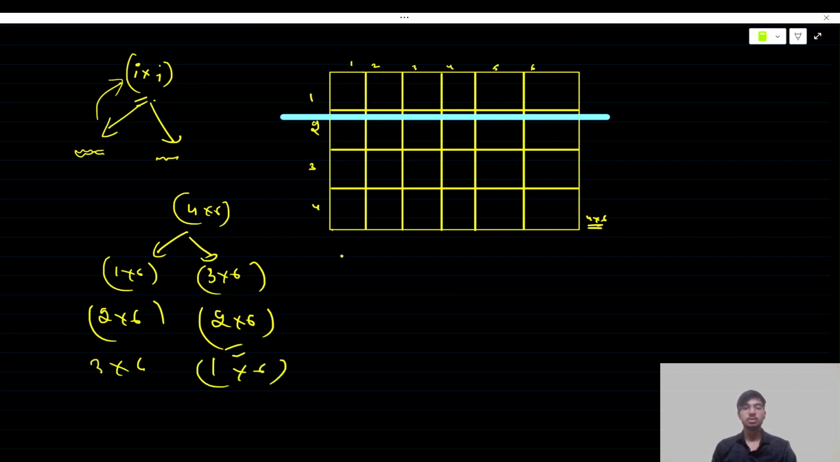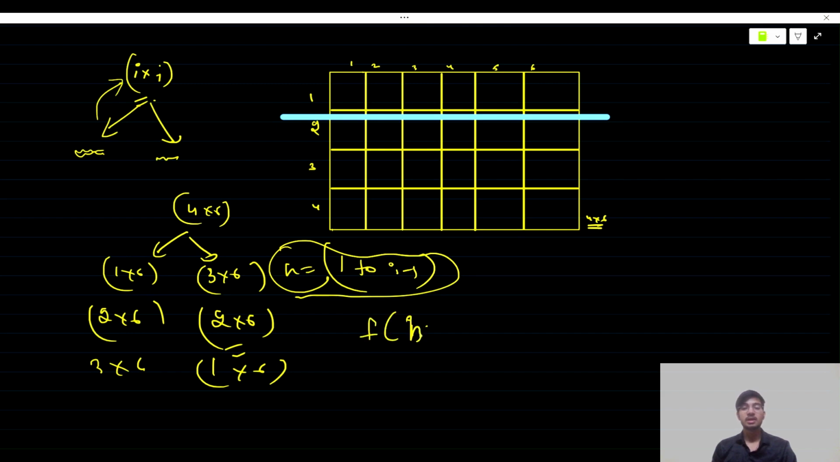So you notice that you could cut at positions 1 to I minus 1. The dimensions would be h comma j for the first rectangle, the upper one, and for the lower one the dimensions would be I minus h comma j, where h goes from 1 to I minus 1.